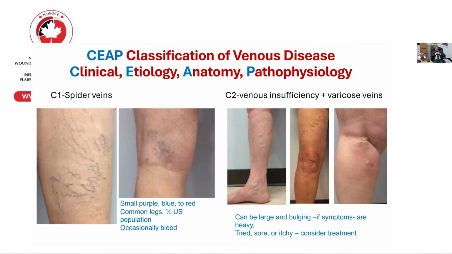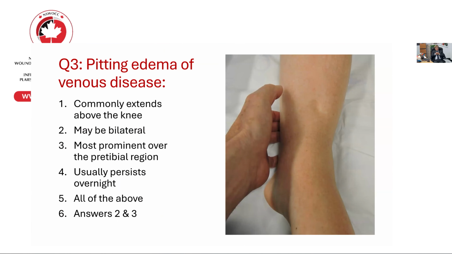So there are the spider veins. There are the varicose veins, which are deeper. You see some behind the knee, and you see some going down the calf as well as above the knee. Next one. Pitting edema of venous disease commonly extends above the knee. May be bilateral, most prominent over the pretibial region, usually persists overnight. All of the above are answers 2 and 3.